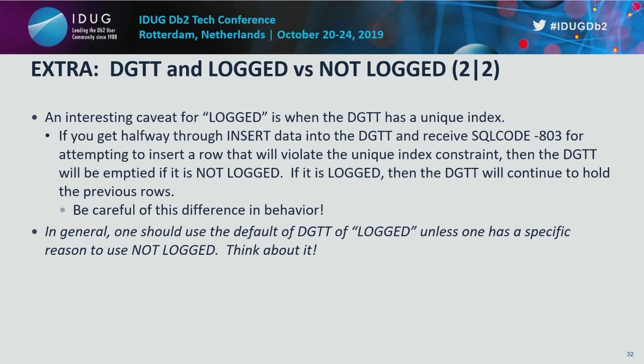So if you're halfway through and you get a -803 and it's not logged, the table contents is flushed. If it's logged, the previous rows will remain. That's just a little bit of trivia that I stumbled across that I thought would be interesting. It's in the documentation, but it's just reference. The implication wasn't really obvious to me until I tried it. But I just use logged.